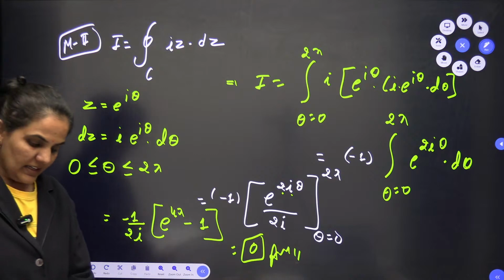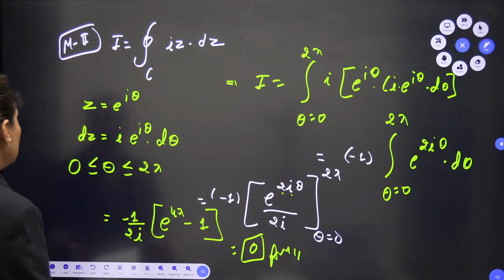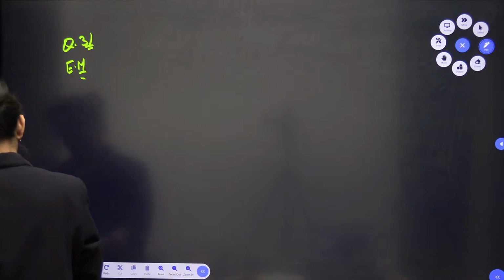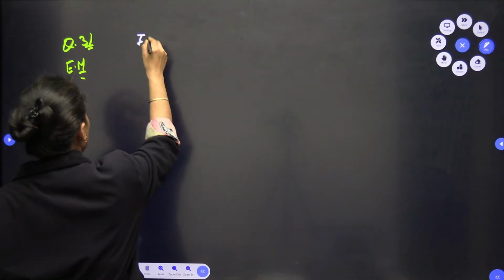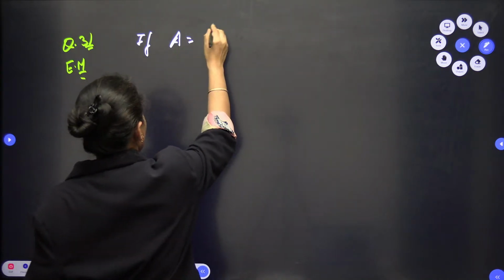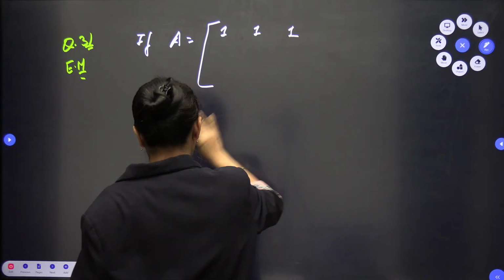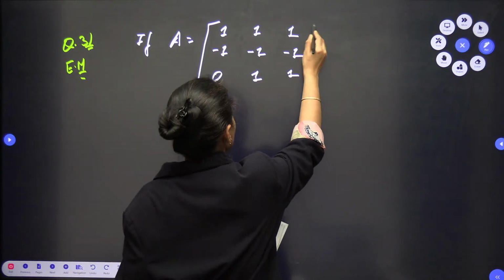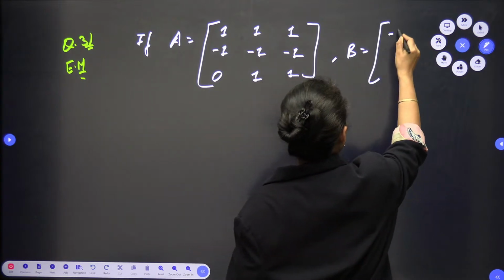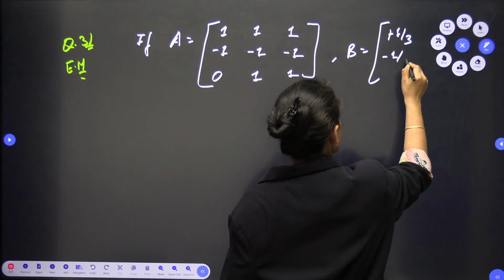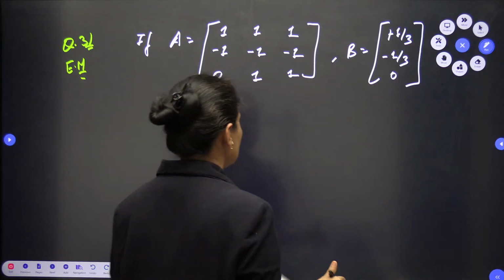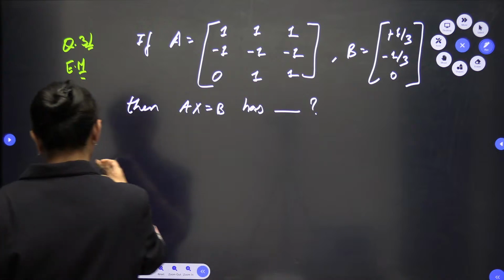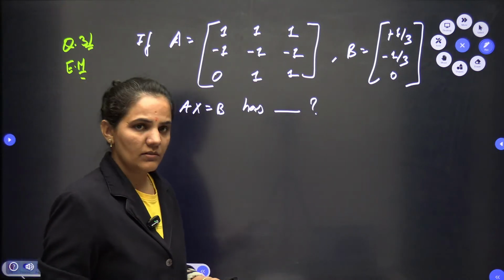Now, the next question from engineering mathematics, this is the third question of engineering maths, and it is talking about: if the matrix A is given to us as 1 1 1, -1 -1 -1, 0 1 1, and B equals -1/3, +1/3, -1/3, 0, they are asking Ax equals B will have which type of solution: infinite solution, unique solution, no solution, one solution, two solutions, whatever it is.